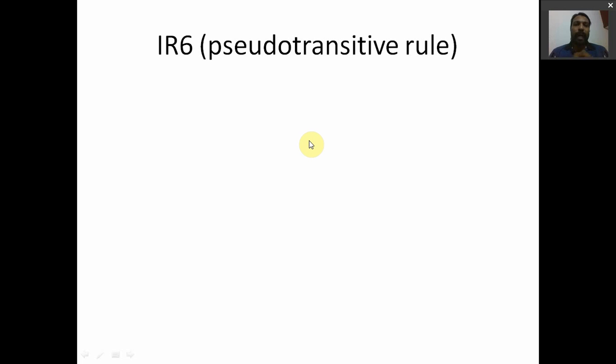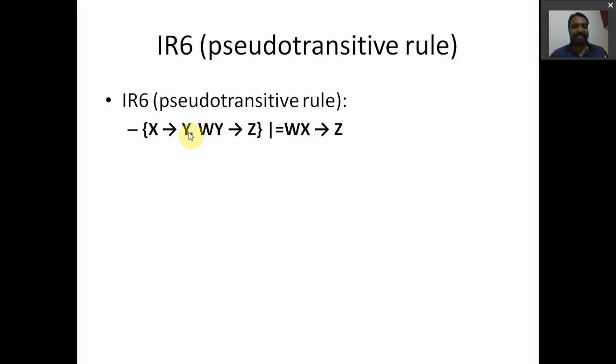Then the sixth rule, IR6, is known as the pseudotransitive rule. It states that if there is a functional dependency X to Y, and another functional dependency WY to Z, then this Y can be replaced with X. That is, WX to Z also holds. So if you have X to Y and WY to Z, the result will be WX to Z. This functional dependency will also hold on that relation.